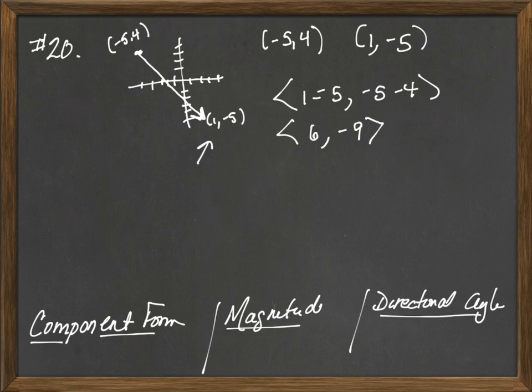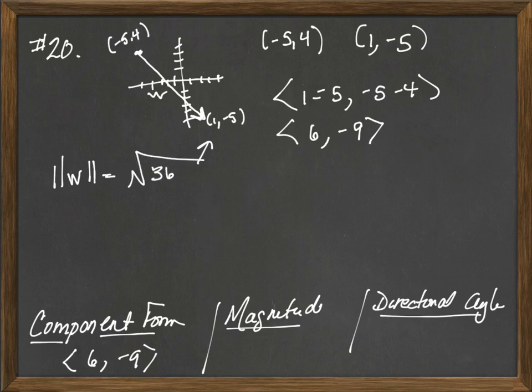So I get 6, -9. Magnitude, what was this called? W? Okay, this is ray W. So the magnitude of W is equal to the square root of 36 plus 81, which is the square root of 117. And believe it or not now, guys, 117 is divisible by 3, right?